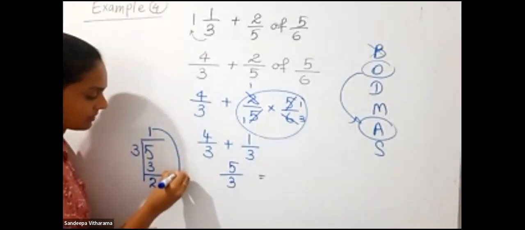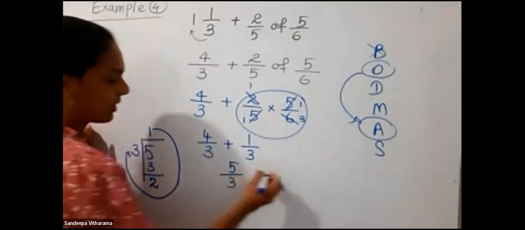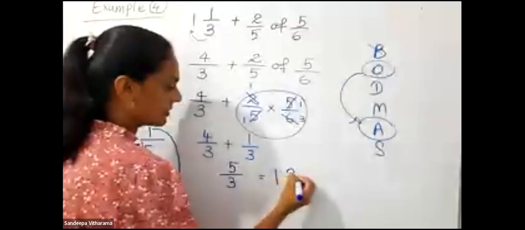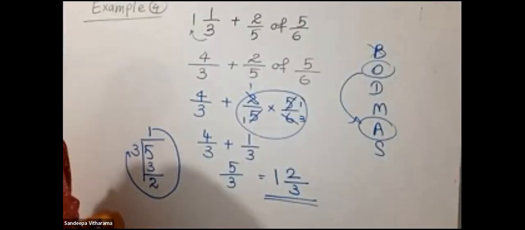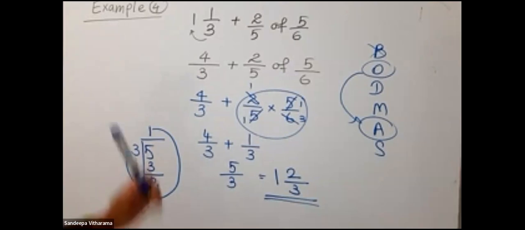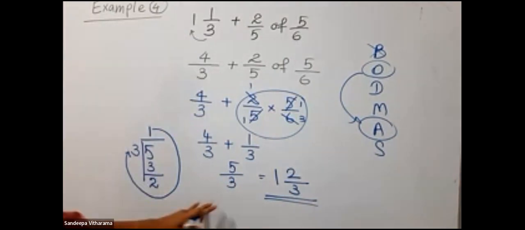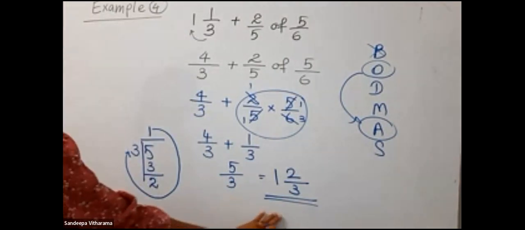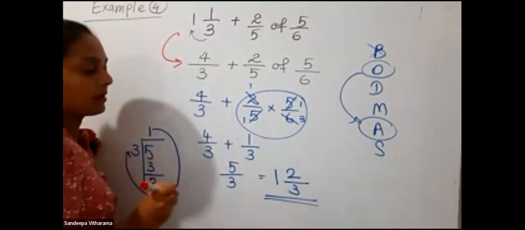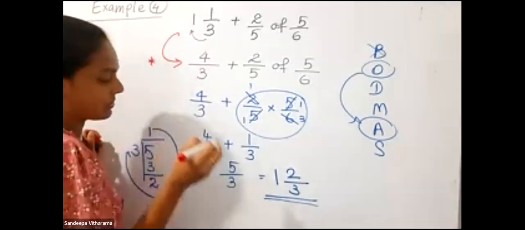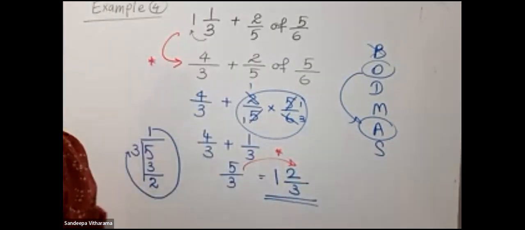So how do you write it? You start from the answer and come like this. How? 1 and 2, 2 is the numerator, 3 is the denominator. This is how we obtain the answer. It is different because it consists of a mixed number in the beginning of the question and we obtain an improper fraction as an answer. So you have to be careful about converting the mixed number into an improper fraction in the beginning of the question and converting the improper fraction into a mixed number at the end of the question. Okay.